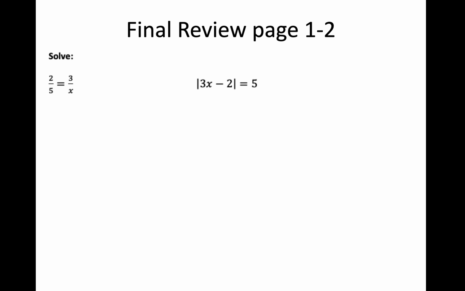Okay, so the very first one, this is a proportion. Now there's lots of different ways to solve proportions, but the easiest way is to cross multiply. So we need to take the top of one times the bottom of another, so that gives us 2 times x, and then the bottom and the top, and that equals 15. Okay, once you're there, then you're just solving it.